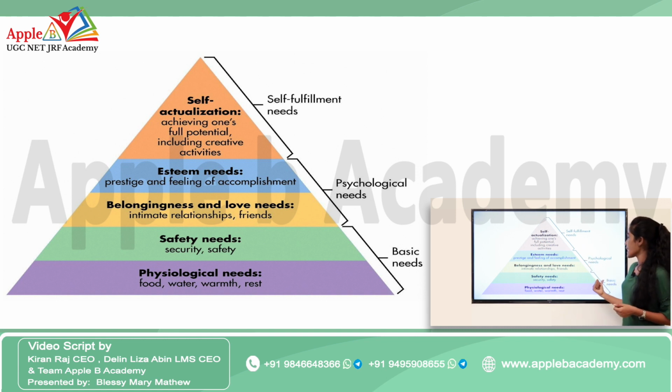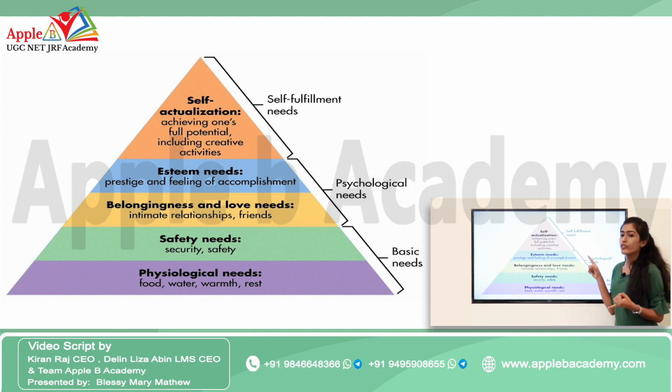So we have basic needs, which include physiological needs and safety needs; then the psychological needs, which include the belongingness and love needs and also esteem needs; and finally, at the highest level, the self-fulfillment needs, which include self-actualization. What happens in self-actualization? This is the point where we achieve our full potential, which includes our creative activities. After fulfilling all these needs, we can come to a point of self-actualization.